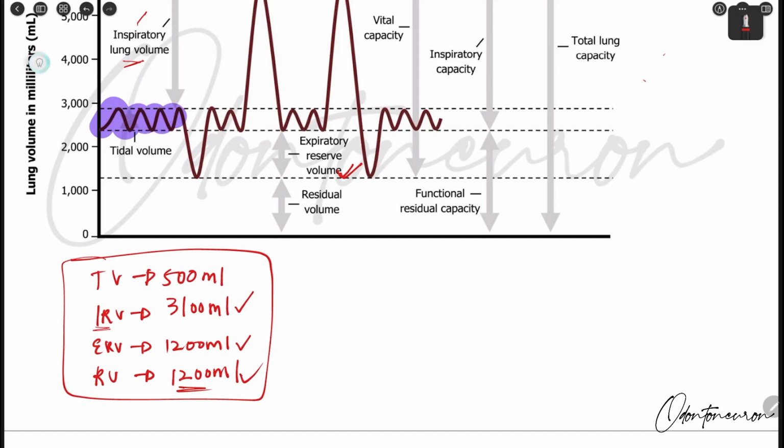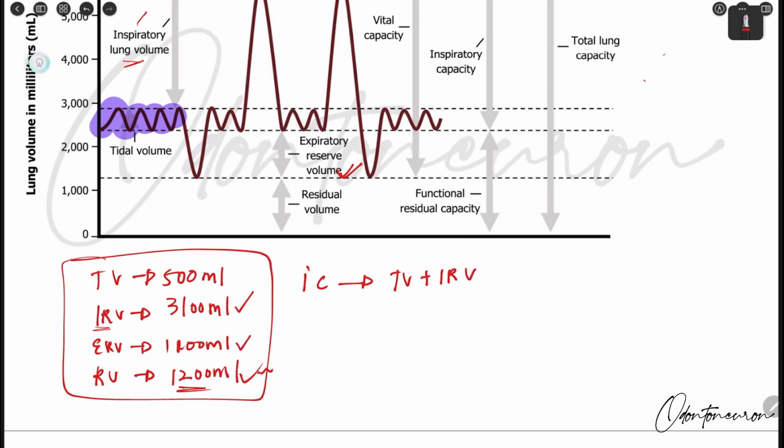Now once you know this big stuff, for convenience let's keep this as around 1100. That would be better, so that in calculation we don't get any hit. Now when we add these values there are certain capacities. For example, I want my inspiratory capacity. How will you know it? Very simple. Tidal volume plus inspiratory reserve volume is your inspiratory capacity.